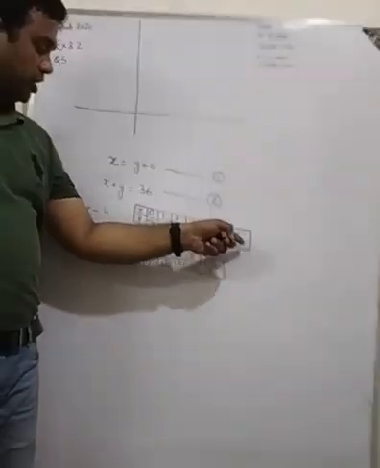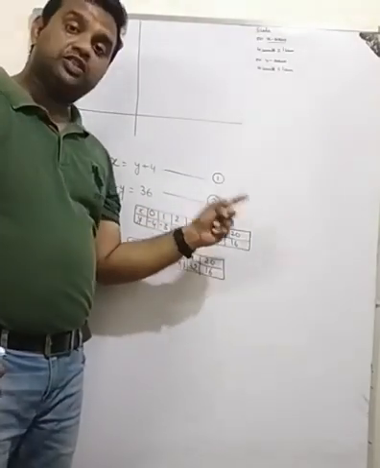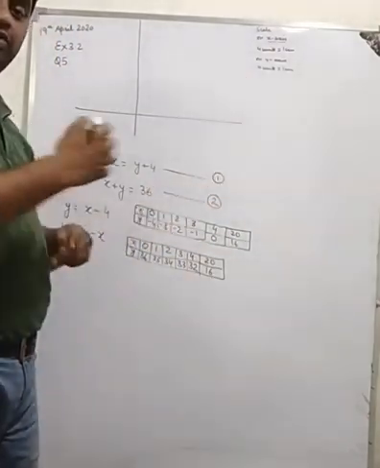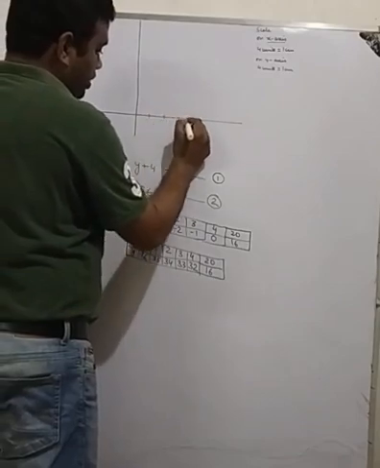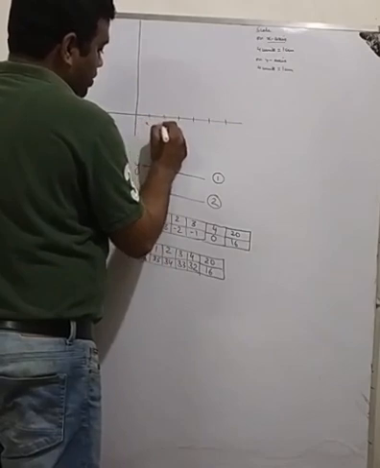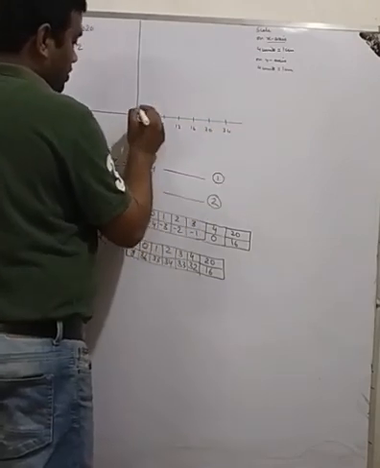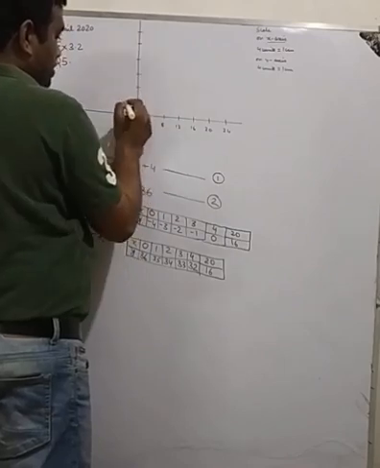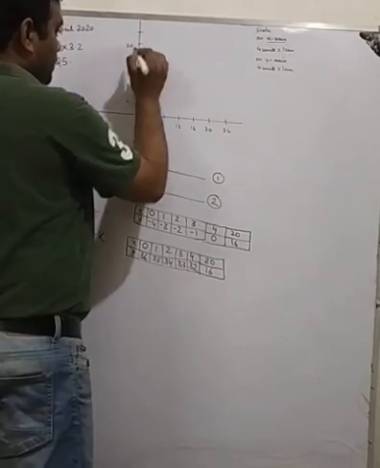Because the values are coming 20 and 16, it is not possible to plot 16 taking 1 centimeter as 1 unit, or 20 taking 1 centimeter as 1 unit. So this is 1 centimeter, this is 2, this is 3, this is 4, this is 5, this is 6. This is 4, 8, 12, 16, 20, 24. Here also 4, 8, 12, 16, 20.